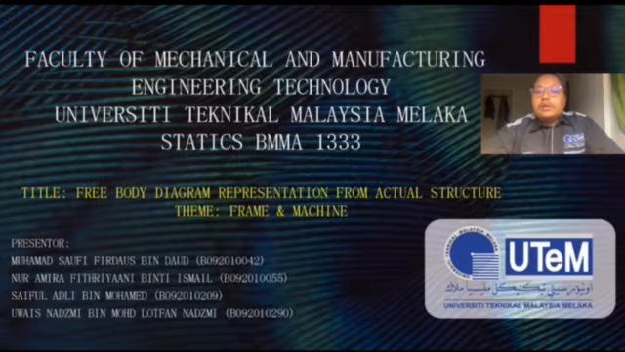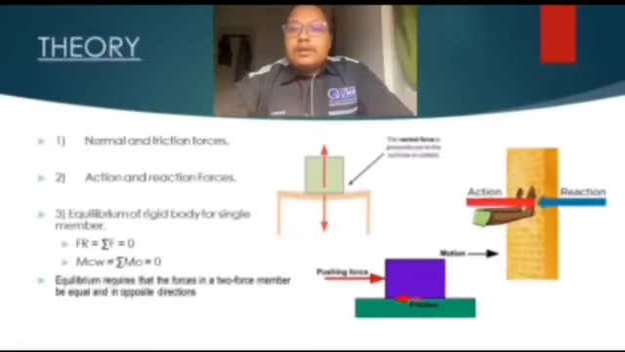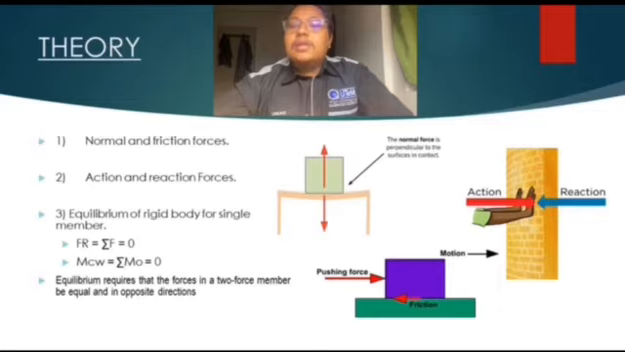I will talk about the theory that is related to our free body diagram representation from actual structures. The related structures topic to our presentation is equilibrium of rigid body. The theory related is first normal and friction forces. The normal force is the component of the contact force that is perpendicular to the surface that an object contacts. As you can see from the diagram in the slide, the force of the object on the table is perpendicular to the surface of the table which is in contact.